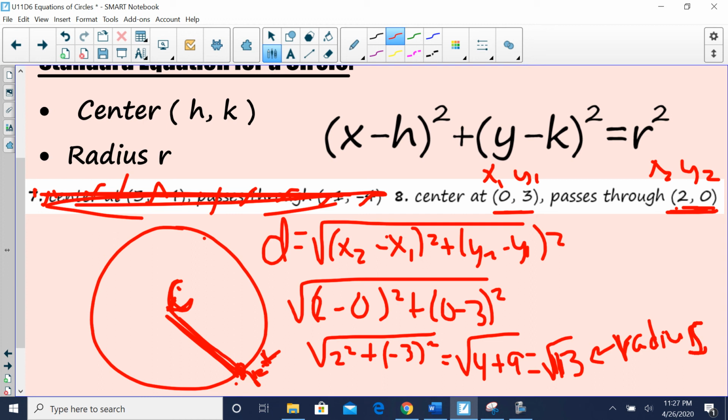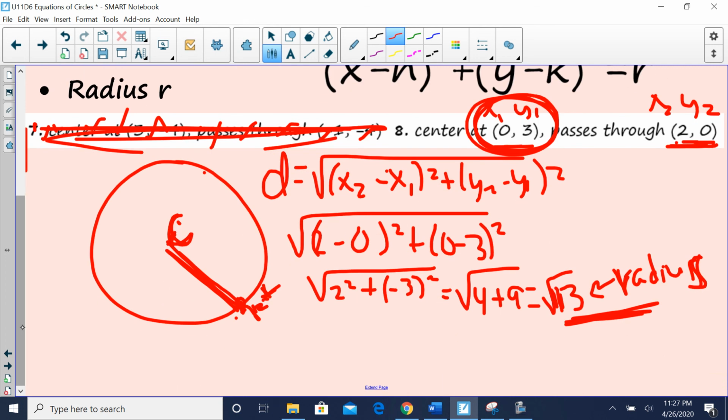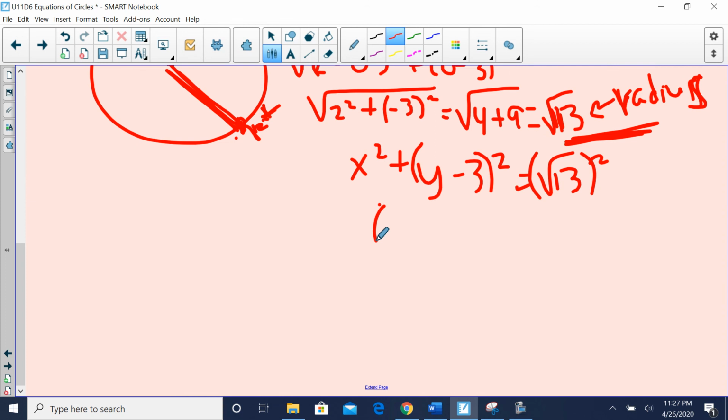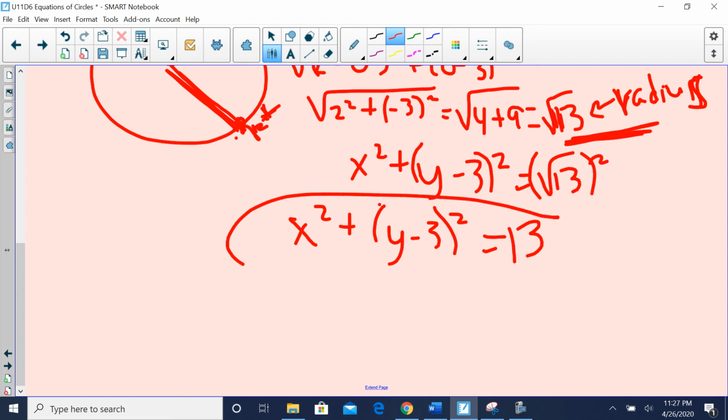Once I have the center and the radius, I'm ready to write the equation of my circle. So this is what we were doing on the last page. This would be x², because the h is 0, + (y - 3)² = (√13)². Now let's talk about that real quick. Nothing's going to happen with my x² + (y - 3)². I leave that. But the square root of 13 squared, it's like the square cancels out the square root, so I'm just left with 13 here. And that's my final equation. So quite a few steps to that one.